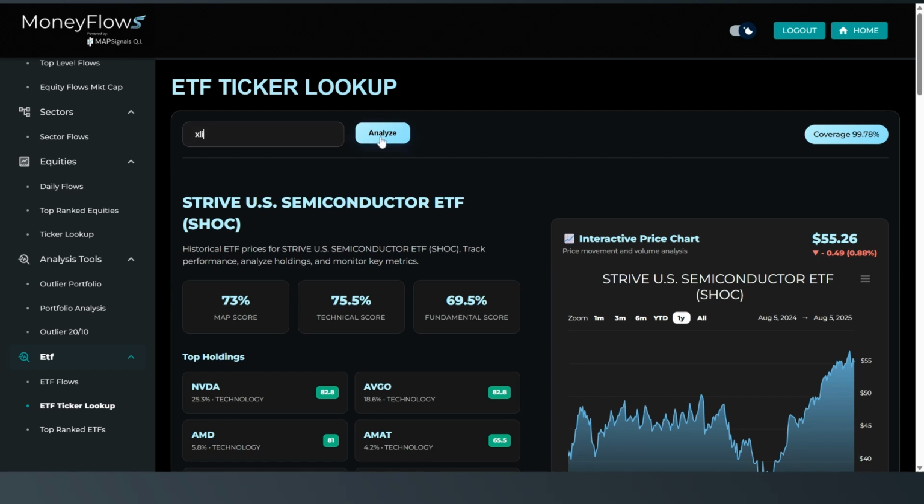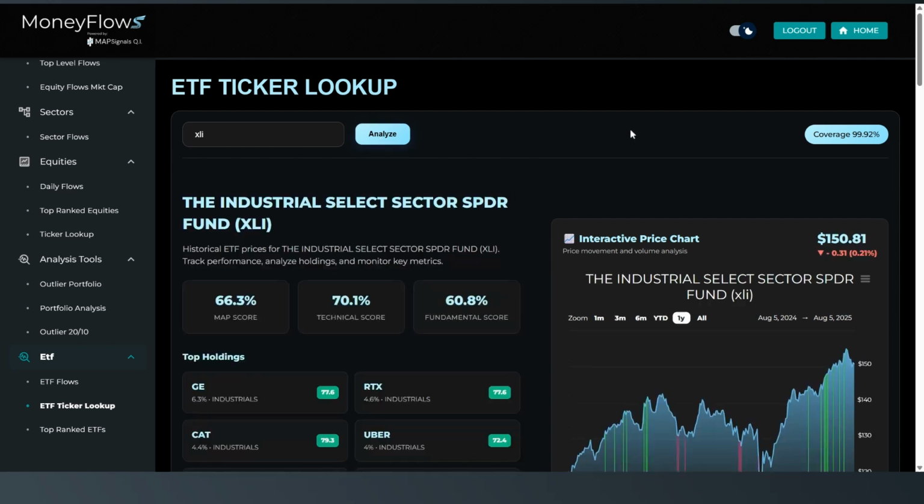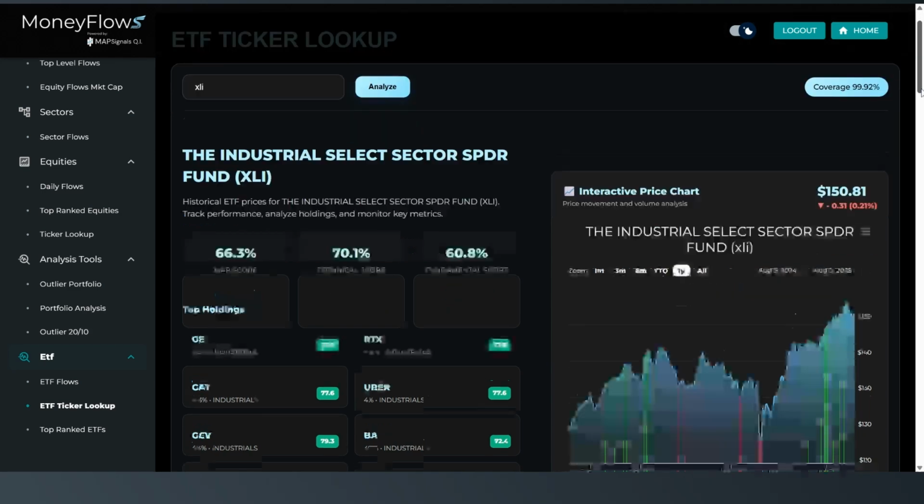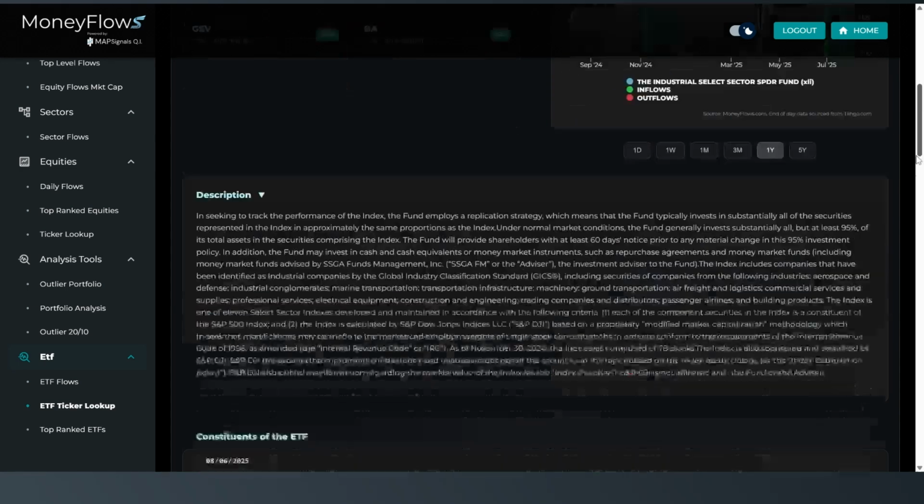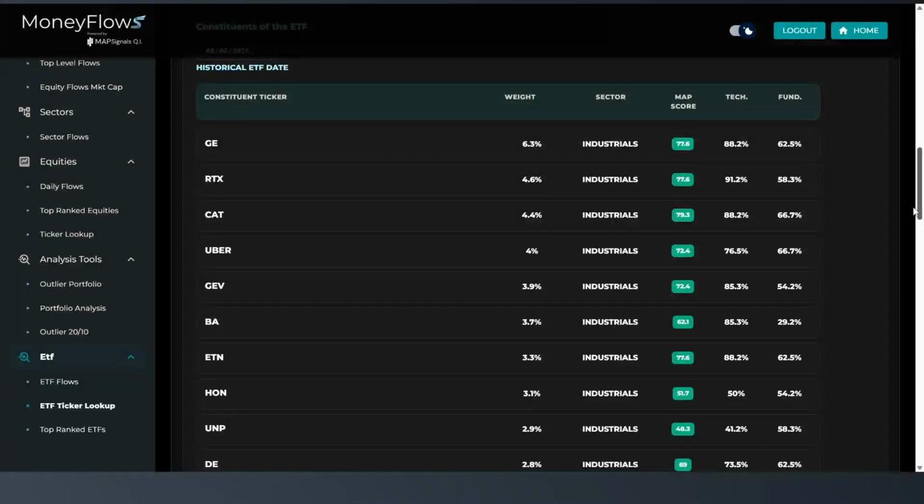Let's do XLI. Industrials. Coverage, basically 100%. 66.3 map score. Strong technical score. Healthy fundamental score. Top holdings, GE, Uber, CAT, GEV. You can look at all that data here.